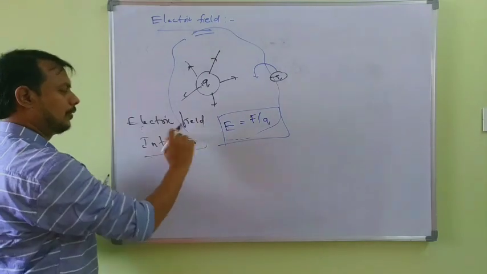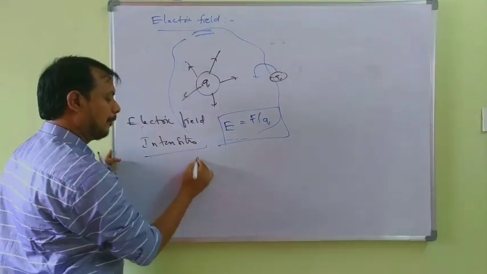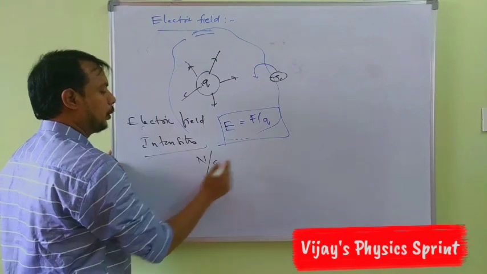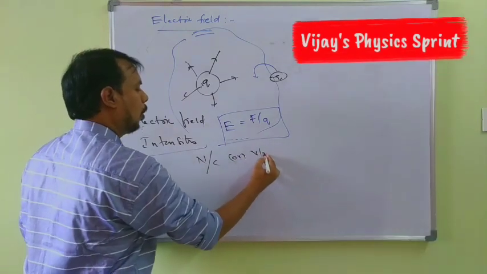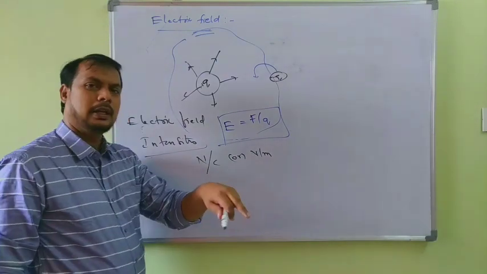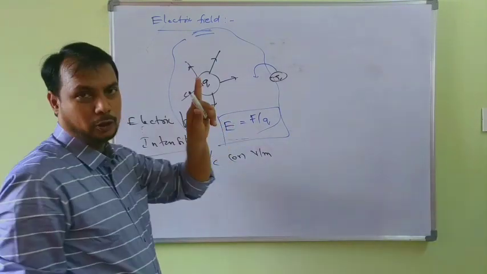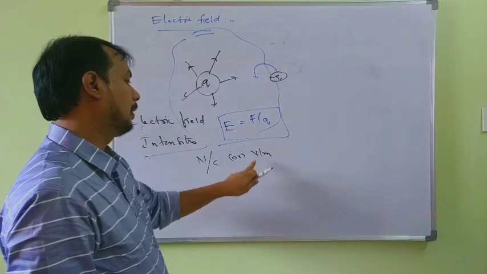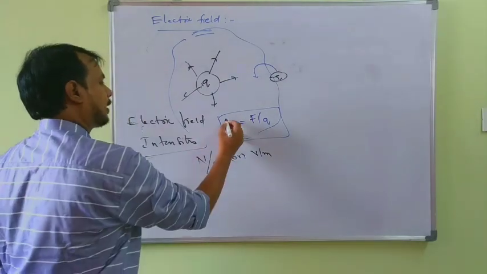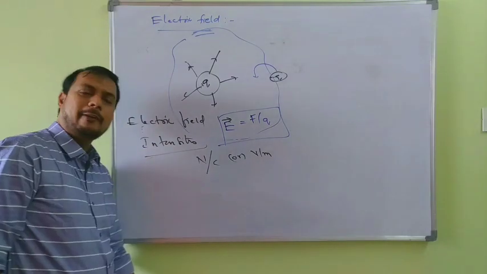If you write the unit of this electric field intensity, force is Newton and charge is Coulomb. So the unit is Newton per Coulomb or volt per meter. Volt per meter comes from the relation between electric field intensity and potential. So E equals F by Q is a vector, E bar equals F by Q.